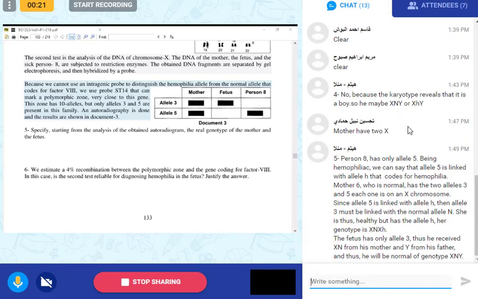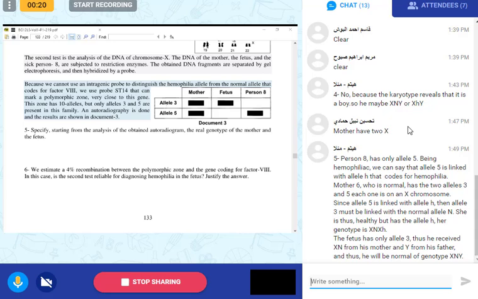So person 8 has only allele 5. Being hemophiliac, we can say that allele 5 is linked with the allele H that codes for hemophilia. So 5 and H are related, because person 8 who has hemophilia has also 5.